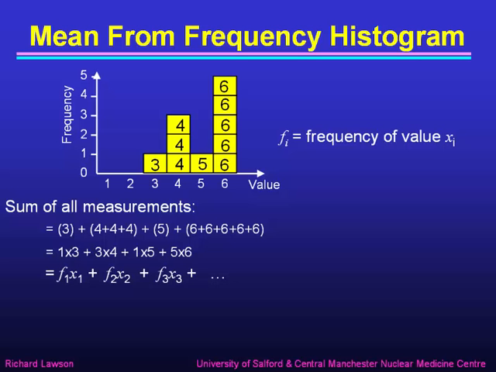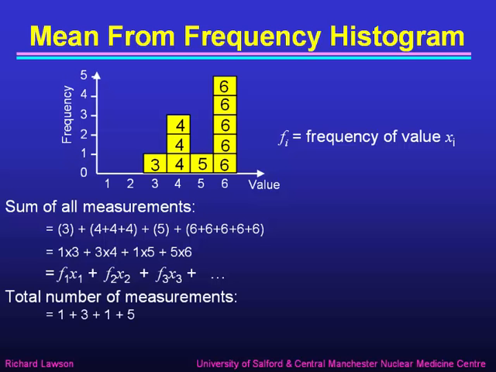Now if we define fi to be the frequency with which we get the value xi, then we can rewrite that as f1 x1 plus f2 x2 plus f3 x3 and so on. That means that the value 3 representing x1 just occurred once, so f1 is 1 and x1 is 3. The value 4 occurred 3 times, so when x2 is 4, f2 is 3, and the value 5 occurred once, and the value 6 occurred 5 times. So that's how we can calculate the sum of all the measurements.